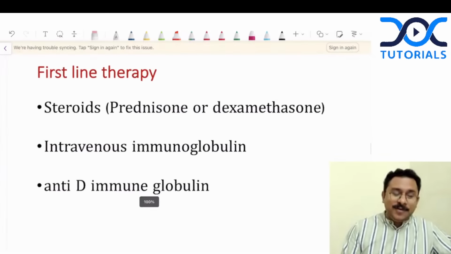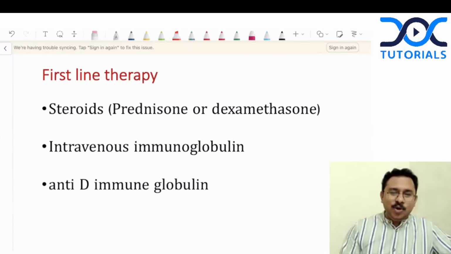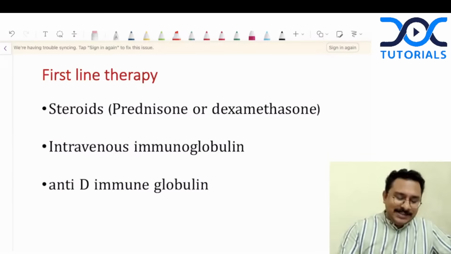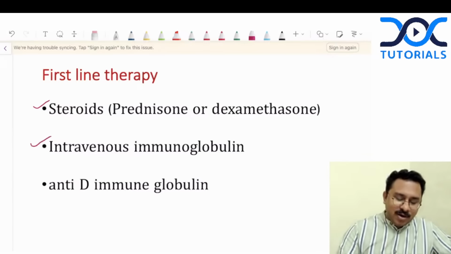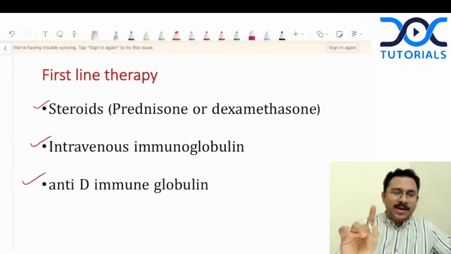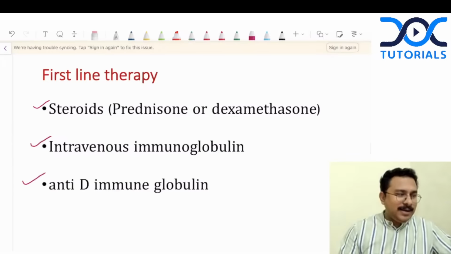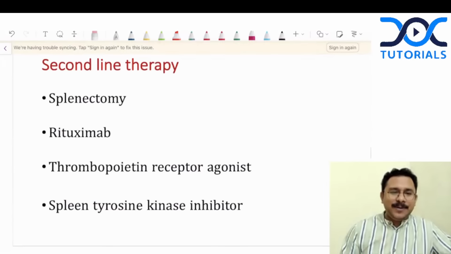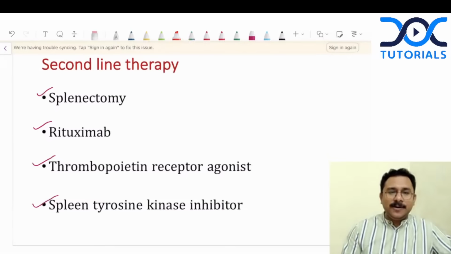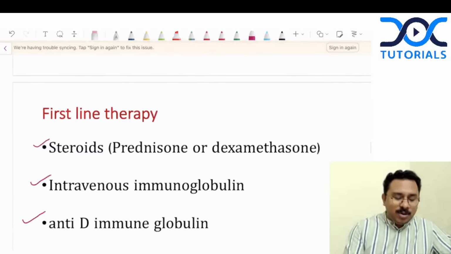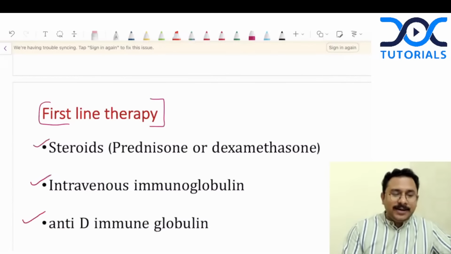Okay, first of all, what are the first-line agents? You might get questioned like this. First-line agents are steroids. You may also consider IVIG or anti-D immunoglobulin. Point number 1. Number 2, second-line therapy: splenectomy, rituximab, which is anti-CD20, thrombopoietin receptor agonist, and spleen tyrosine kinase inhibitor. So patients who are not responding to the first-line therapy, who are refractory, you might have to consider second-line therapy.